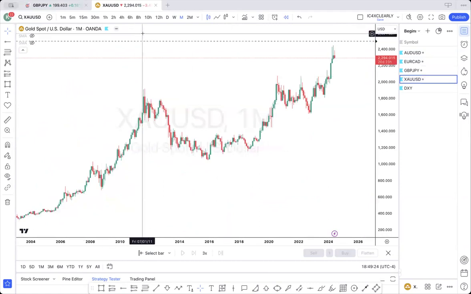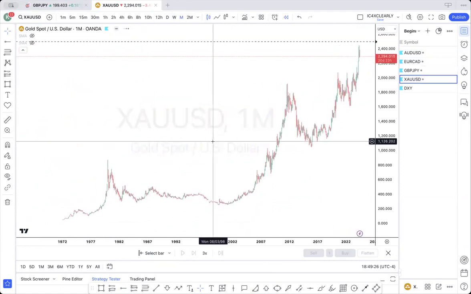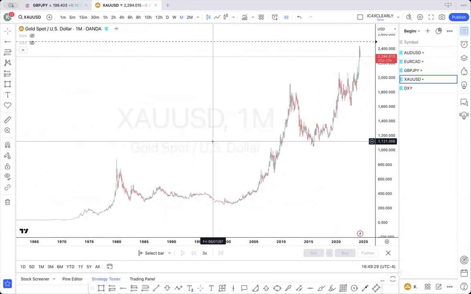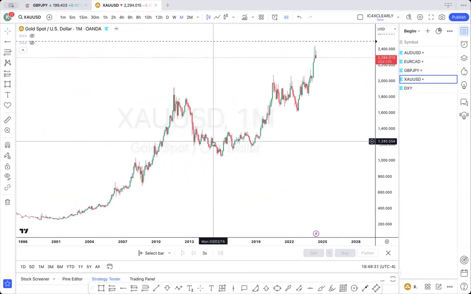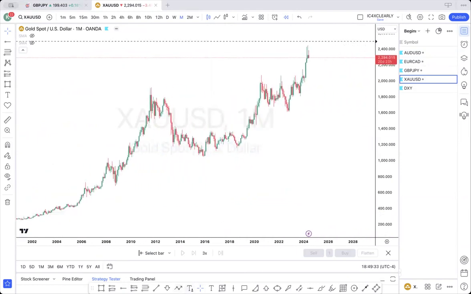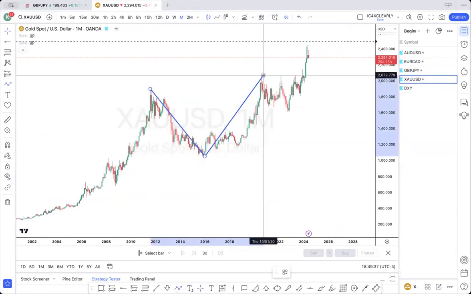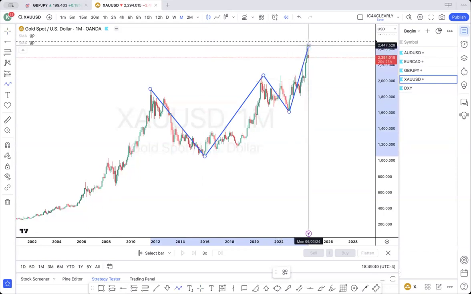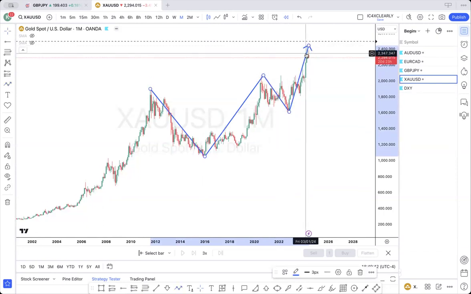And for gold, same thing. I'll go to the higher time frame, identify my structure. Here, here, here, and here. So this is the last swing.